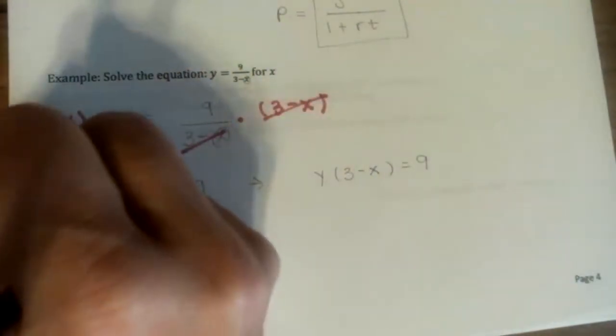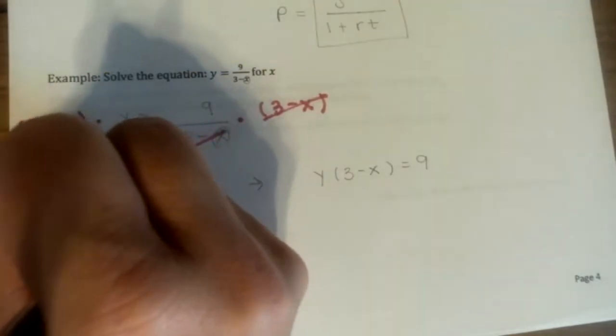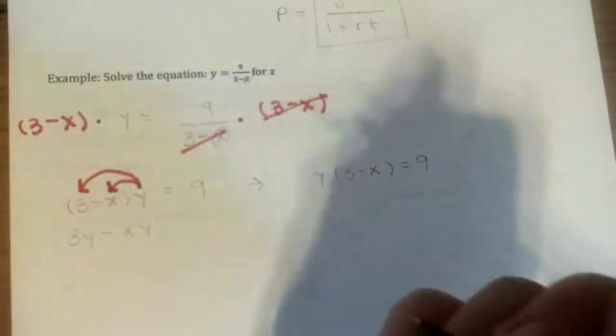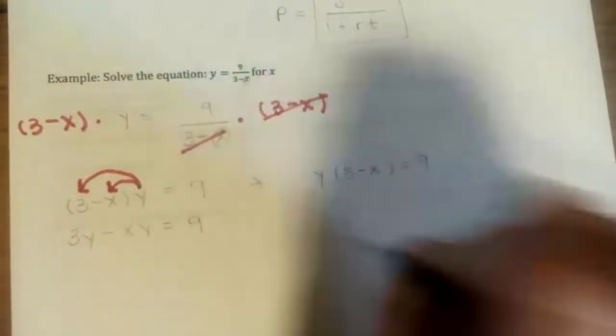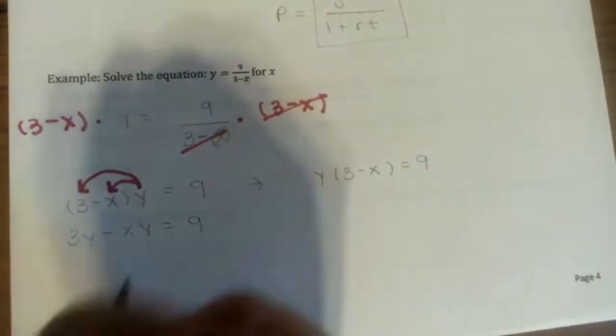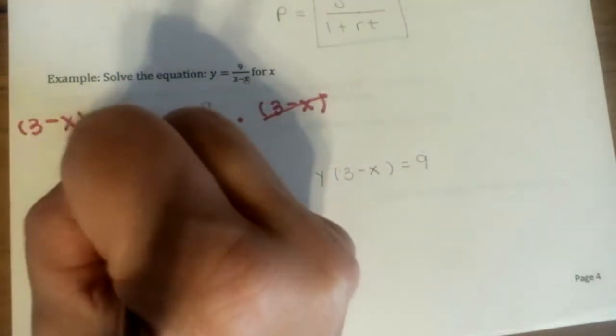So y times 3 would give us 3y, minus y times x would give us xy, x times y equals 9. Alrighty. So again, we want to get this x by itself. I want to get that x by itself.